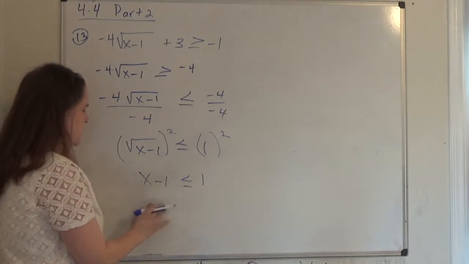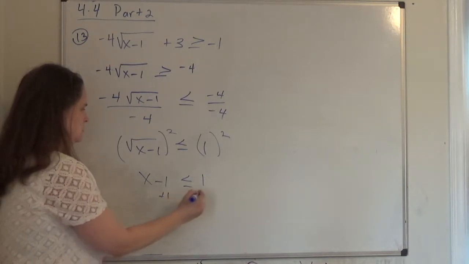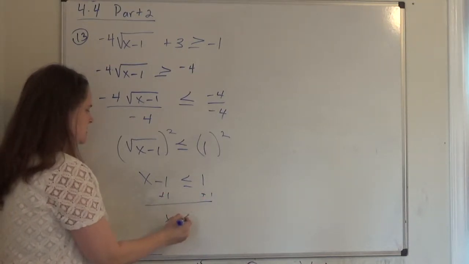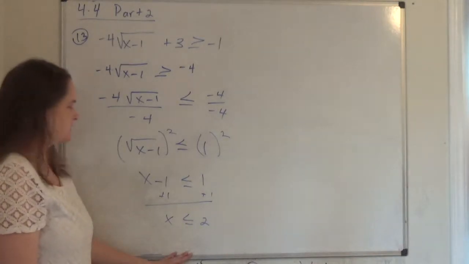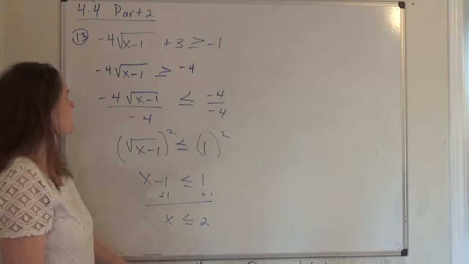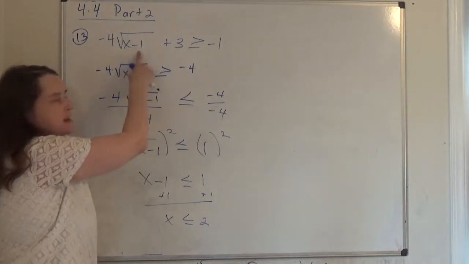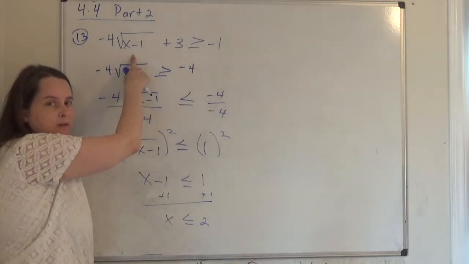And add 1 to both sides. X is less than or equal to 2. So that's the first part of it. We found that x has to be less than or equal to 2. But we also have to make sure that our radicand, this x minus 1, is never negative.